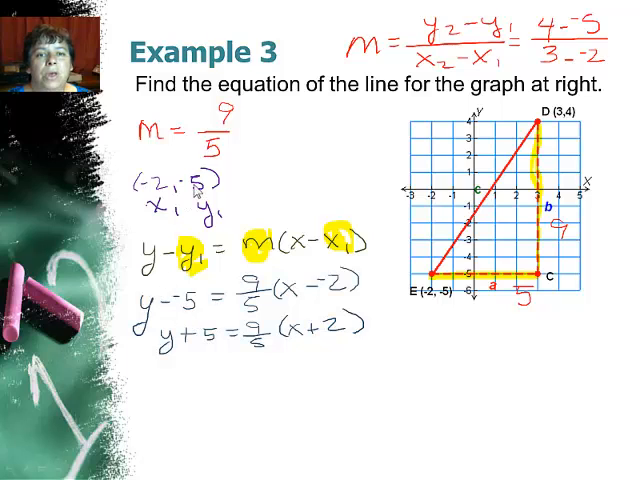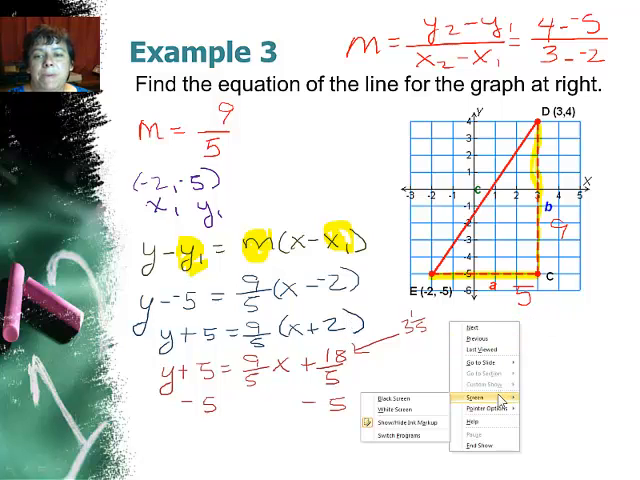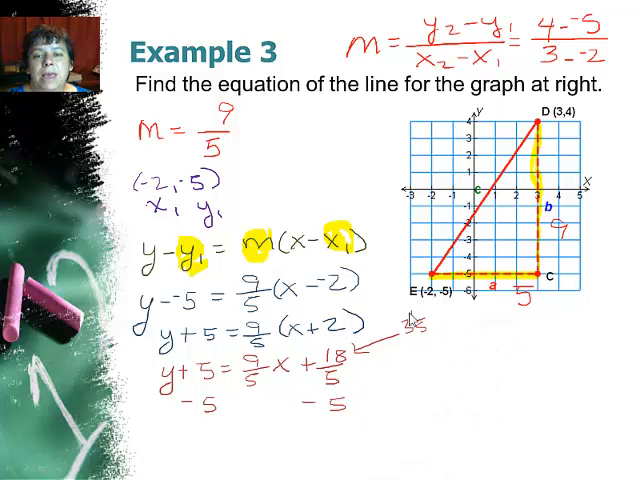So y1 was -5, so y minus -5 equals 9/5, that's our slope, times, parentheses, x minus -2, because -2 is x1. I went ahead and changed the minus negatives to plus. y plus 5 equals 9/5 times x plus 2. And then I distribute the 9/5, that becomes 18/5, and let me get my pen. This is 3 and 3/5.